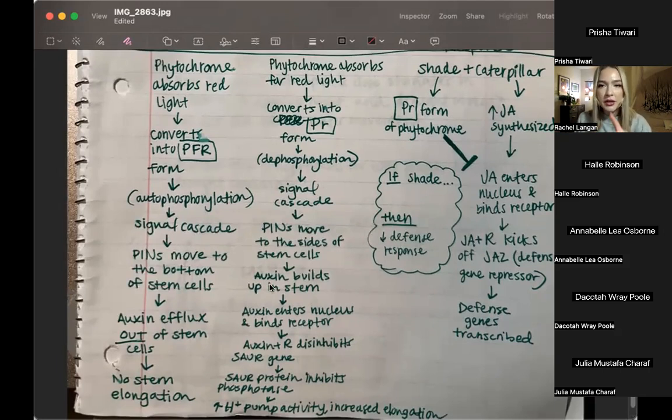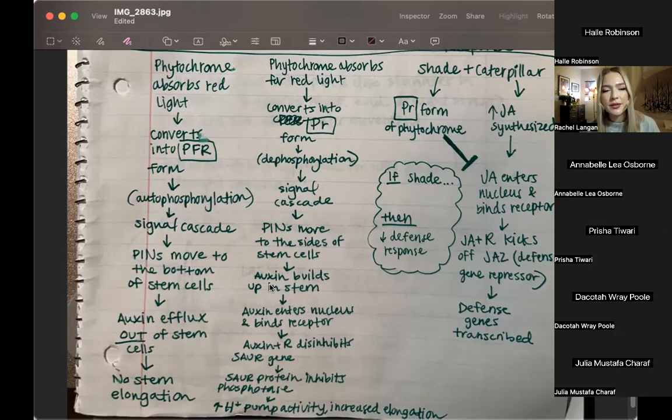Yes, question, Prisha. Just to confirm, when you say like for the daylight one, the auxin efflux out of the stem cells, do we need to know like where it goes after that, or? You don't. For this test, that's not going to be relevant. But if you want to know, it goes straight down to the root cells. Okay, got it. Thank you. And last test, y'all got tested on the elongation in those root cells. That's not so relevant in this course. I mean, this test.